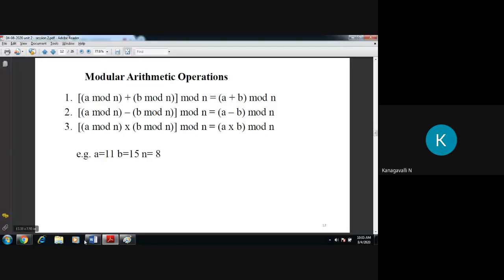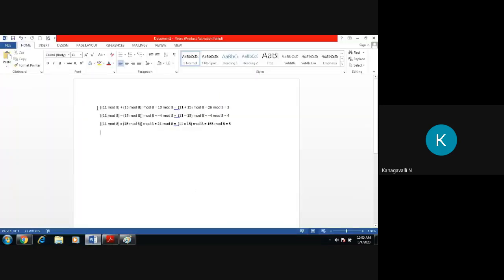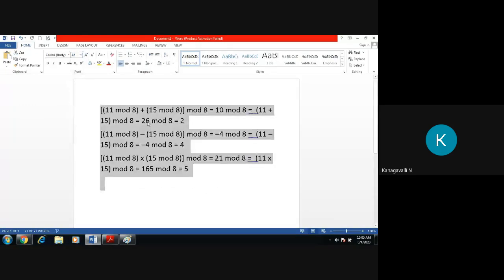Okay, I'll show the answer. 11 mod 8 and 15 mod 8, right? So your value is just to check on this side, it's enough, right? So 11 plus 15, 26 mod 8, your result is 2.